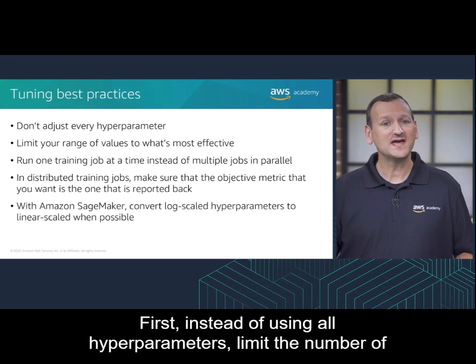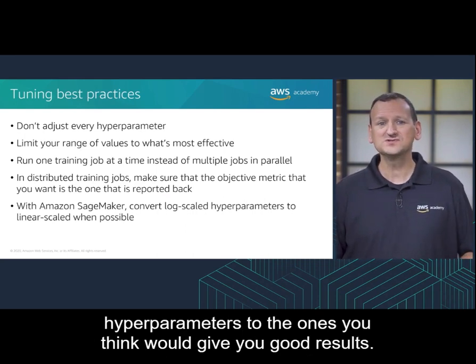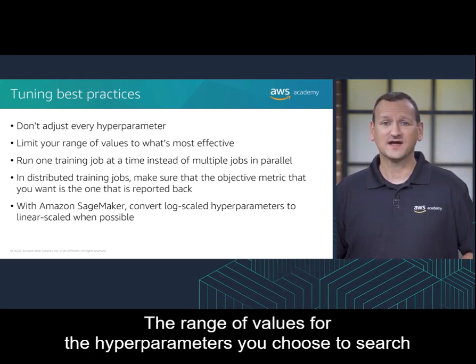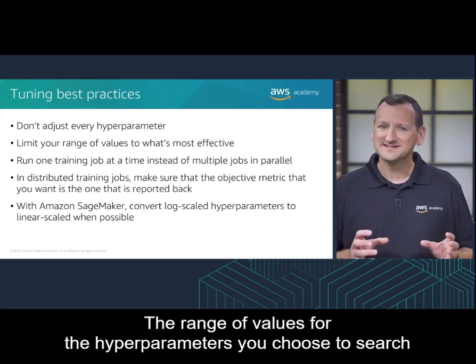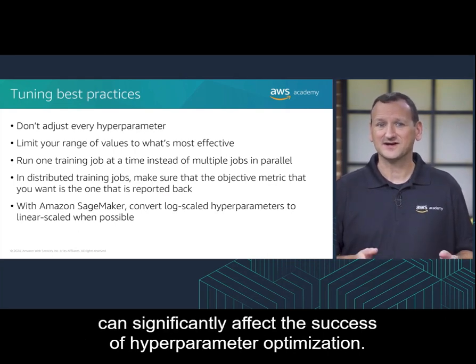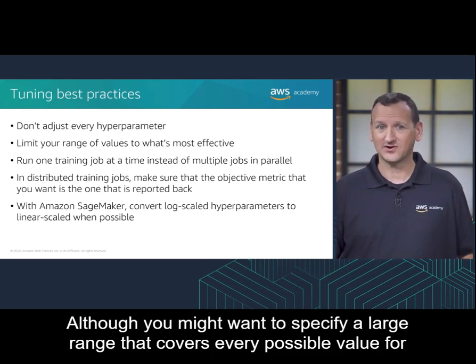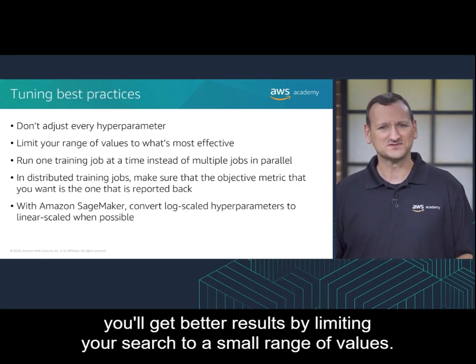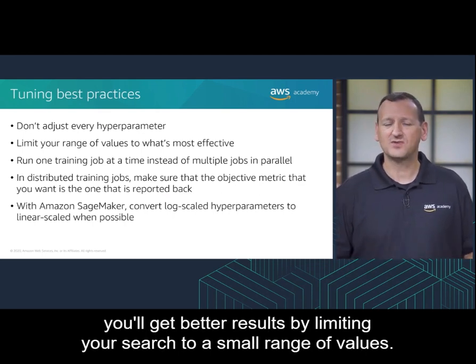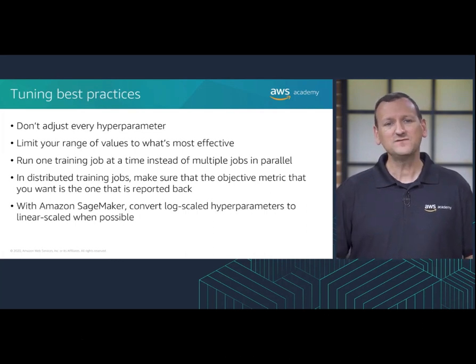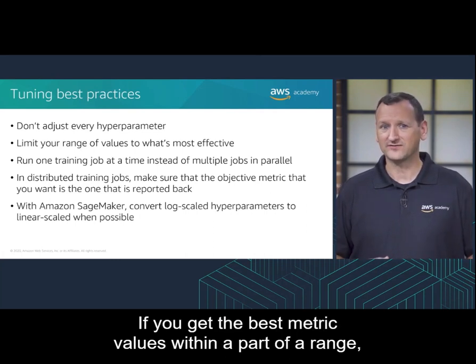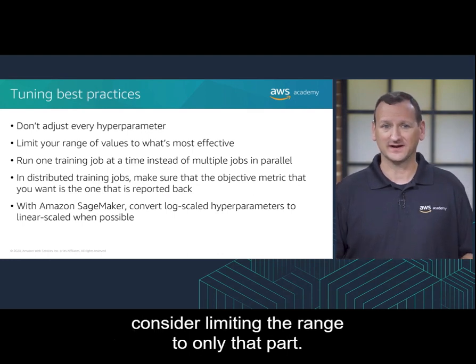First, instead of using all hyperparameters, limit the number of hyperparameters to the ones you think would give you good results. The range of values for the hyperparameters you choose to search can significantly affect the success of hyperparameter optimization. Although you might want to specify a large range that covers every possible value for a hyperparameter, you'll get better results by limiting your search to a small range of values. If you get the best metric values within a part of a range, consider limiting the range to only that part.